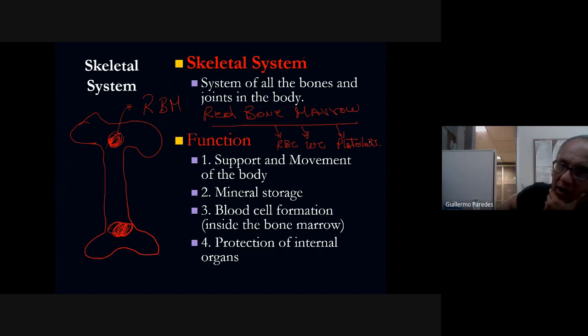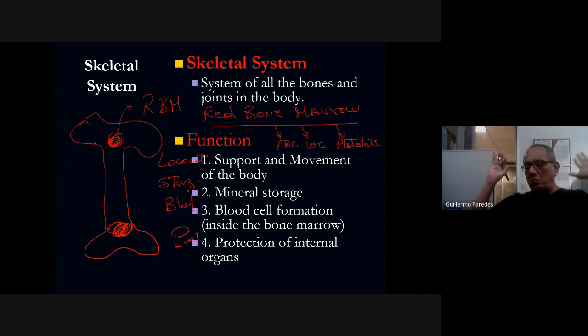Okay, so how many functions do we have of the bone? We have four: locomotion, storage, blood formation, and protection. You can make a mnemonic if you want, but if you can remember it just by heart like this, that is perfect.